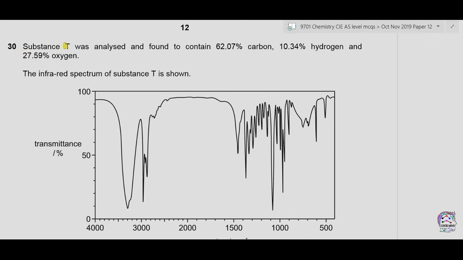Question 30. Substance T was analyzed and found to contain 62.07% carbon, 10.34% hydrogen, and 27.59% oxygen. The infrared spectrum of substance T is shown. As they have given the percentages of carbon, hydrogen, and oxygen, we can utilize these values to find out the empirical formula.